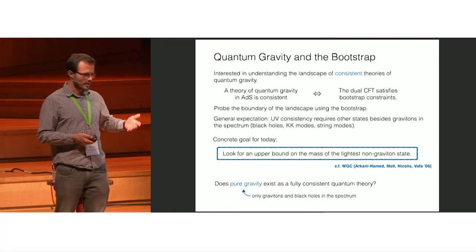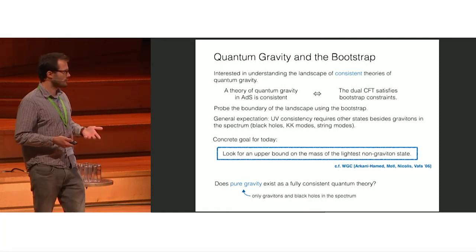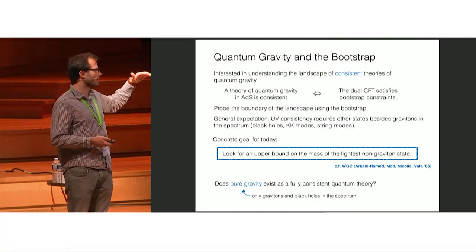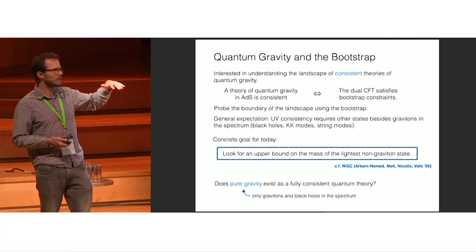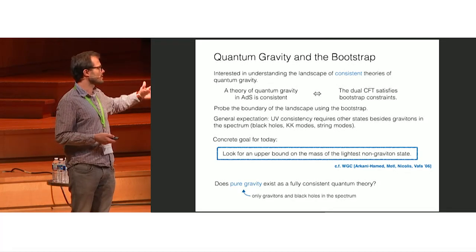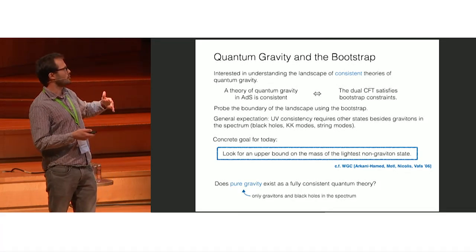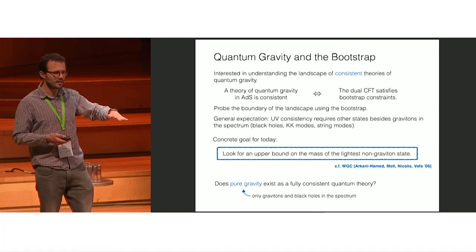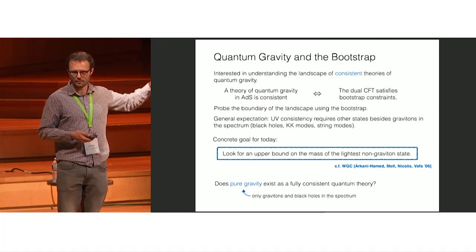A related question is whether pure gravity can exist as a fully consistent quantum theory. Pure gravity would be a theory which only has gravitons and black holes in the spectrum, and the reason these two ideas are related is that, well, if you can prove a universal upper bound on the mass of the lightest non-graviton state, which is well below the Planck scale, this would rule out pure gravity.